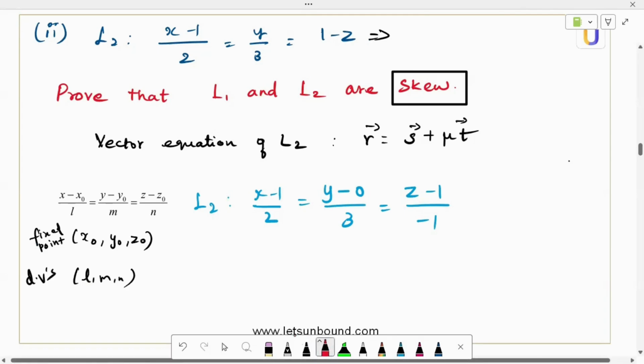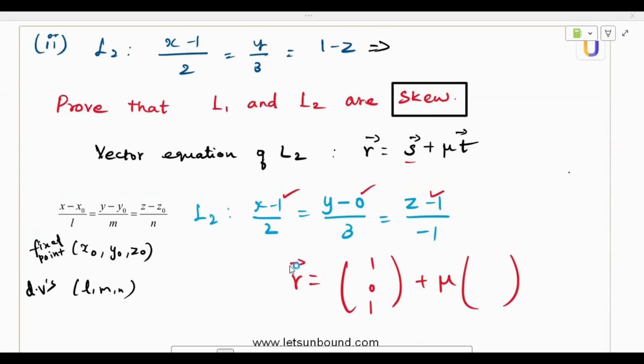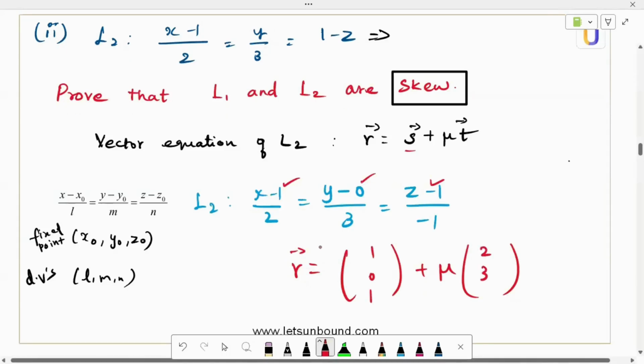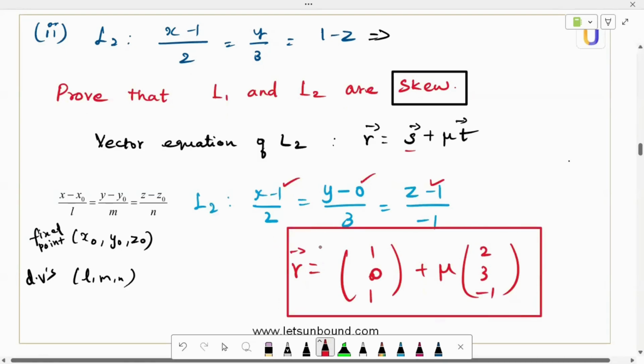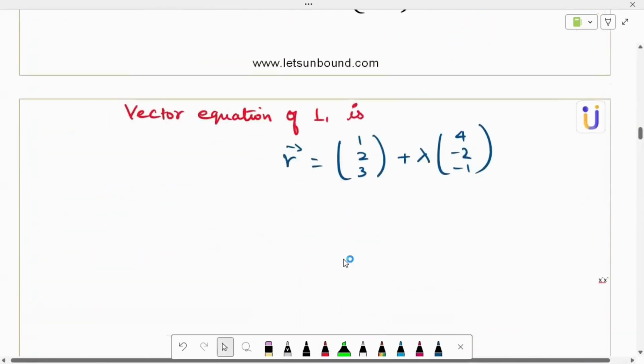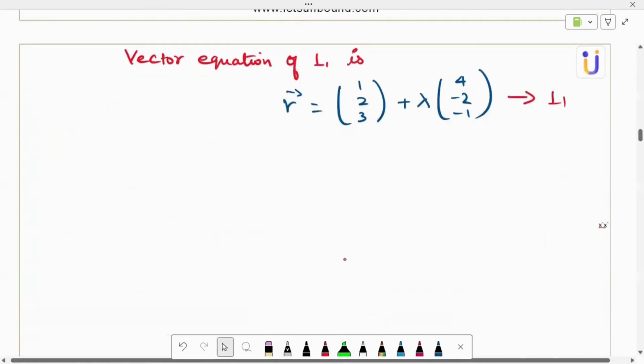Right? And now we can convert the vector equation of it directly. So R vector is equal to the fixed point 1, 0, 1, plus mu times T, the direction vector, whatever is associated with that constant. That is 2, 3 and minus 1. This is actually 0. Right. So we got the vector form of L2. L1 also I have in vector form. L2 also we have. This is L1 in vector form.